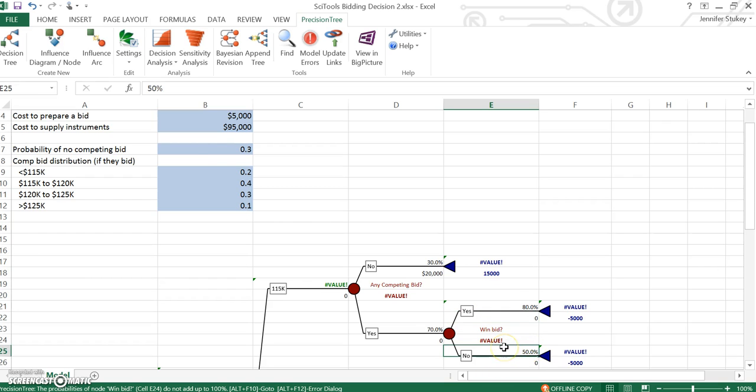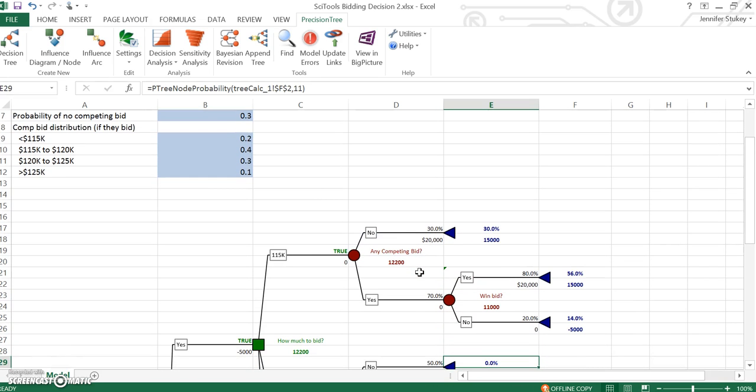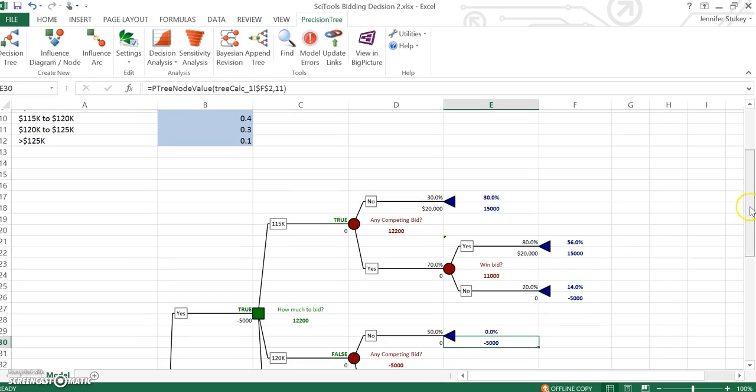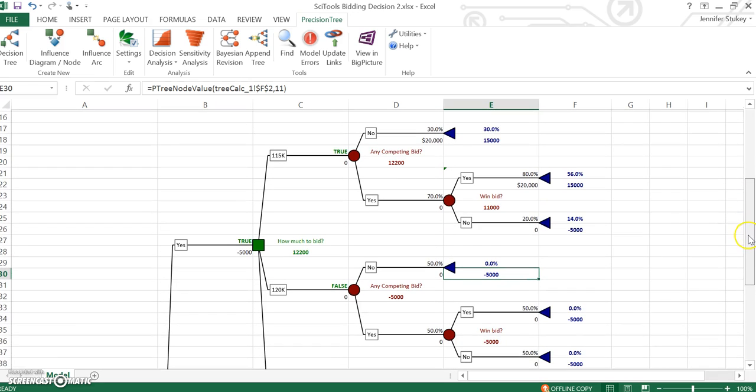This one is just the inverse of that, so 1 minus, and you can just select that cell actually, 20%. And again, if you win the bid, it is the same amount. You would still make $20,000. Okay? So the EMV of this decision of bidding 115K is 12,200. So now we have to do that with the rest of them.